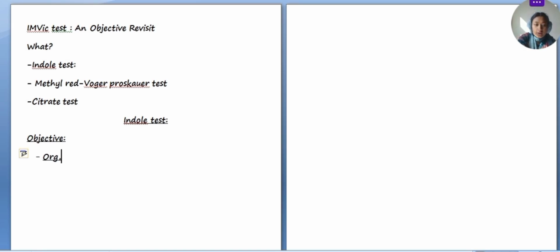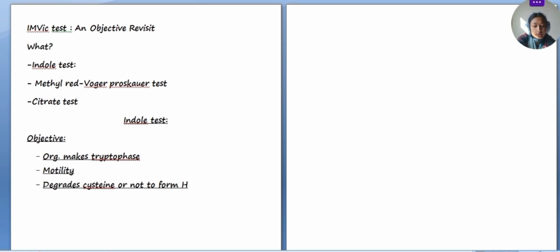Firstly, we have to know if the organism makes tryptophanase. Then secondly, if it is motile or not, and thirdly, we have to check if it degrades cysteine or not to form hydrogen sulfide. These are the three objectives of the indole test.